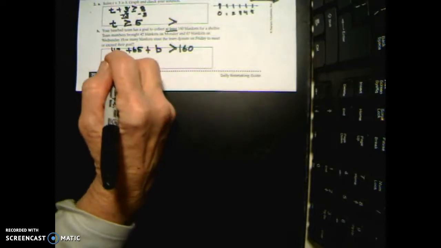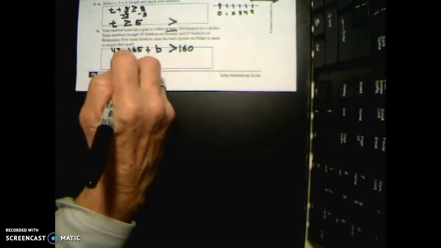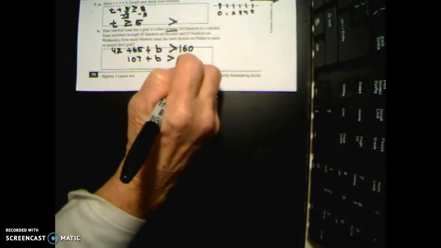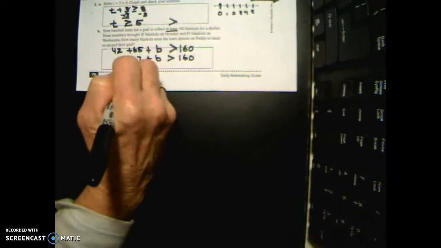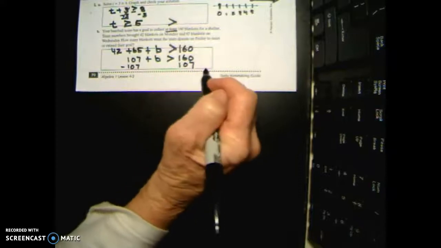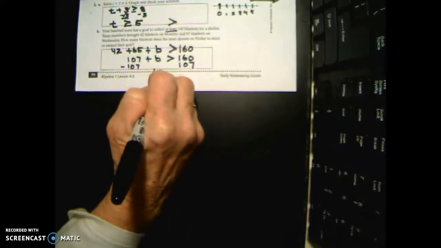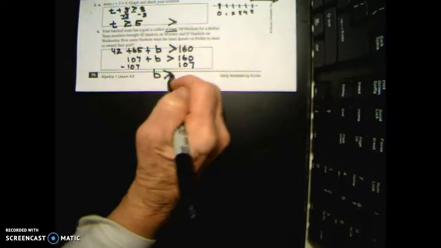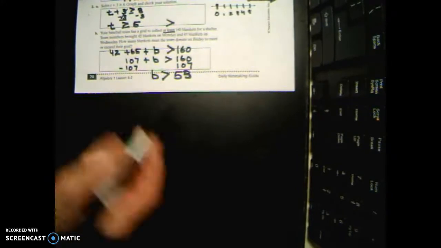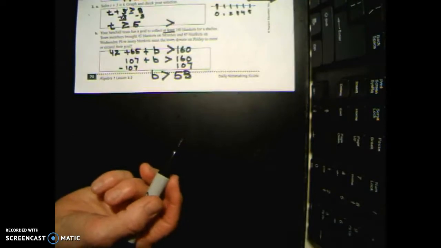So if I add 42 and 65, I get 107. 107 plus the ones that I need has to be greater than 160. So I'm going to subtract 107 from this side, subtract 107 from that side, and I'm left with B has to be greater than 53 blankets, meaning 53 blankets. So they have to bring in more than 53 blankets in order to meet their goal.